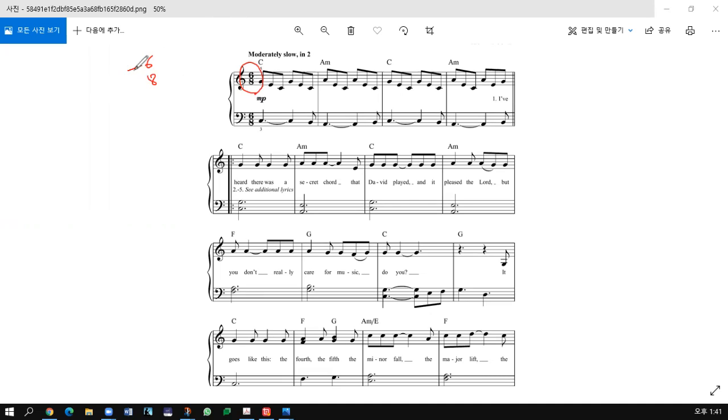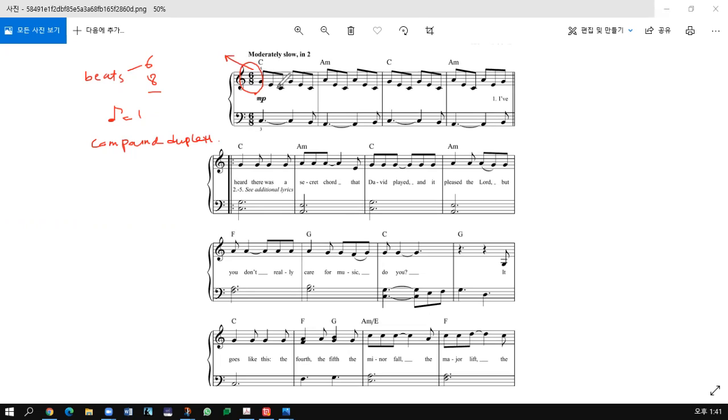6 beats in each measure, right? 6 beats in each measure, and then the eighth note gets 1 beat, right? So time signature is 6/8, but you could tell me that is compound what? Duple, compound duple meter. Okay, why? Because the top number is 6.